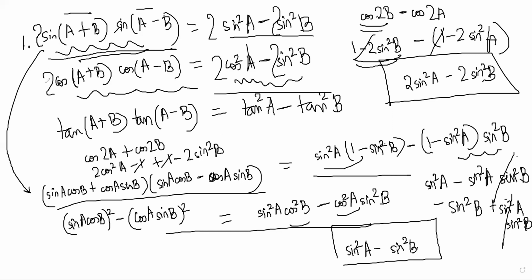Basically now cancel the 2, and you get that cos of A plus B into cos of A minus B is cos square A minus sine square B, right? Yes, sir.